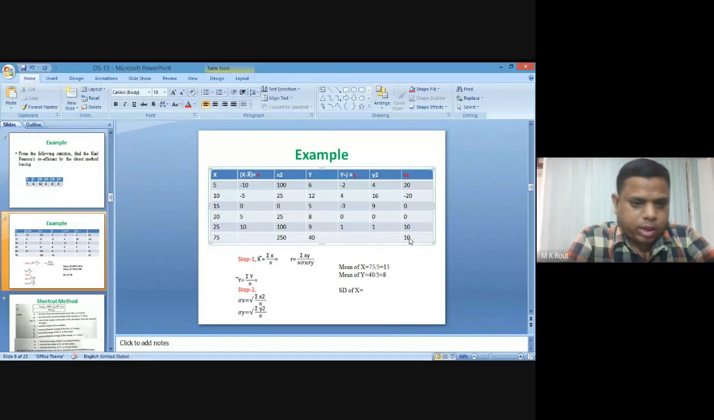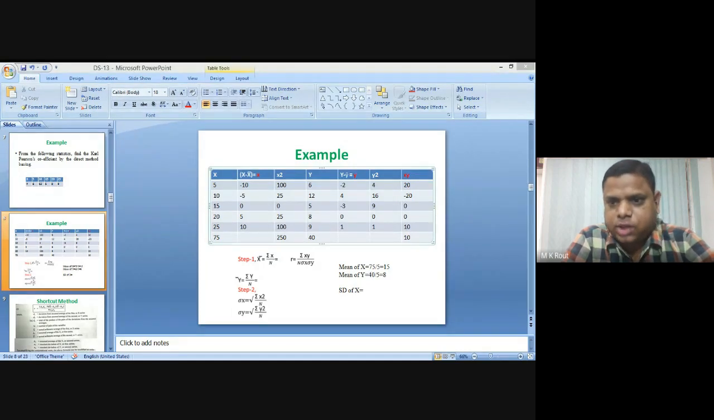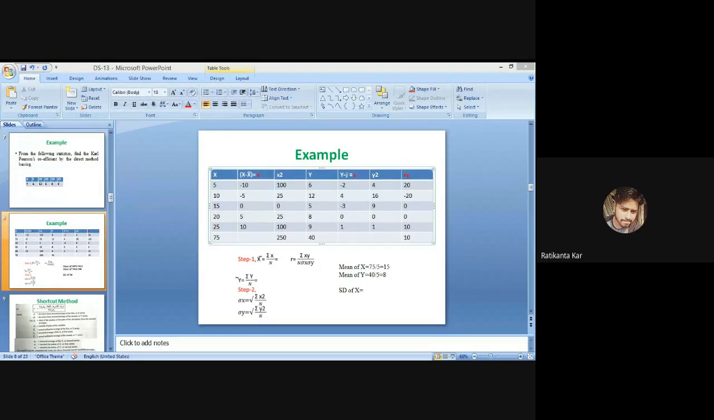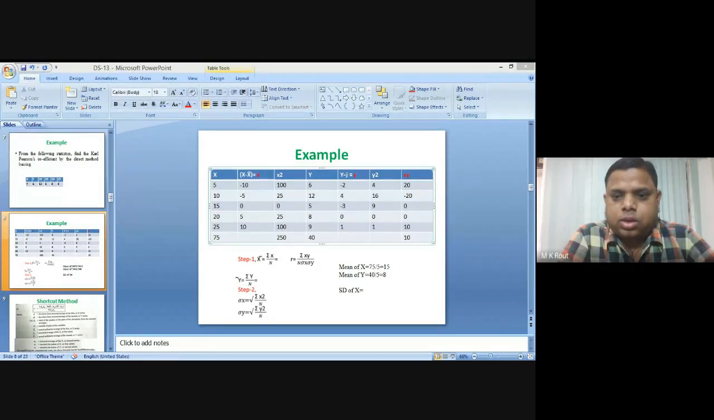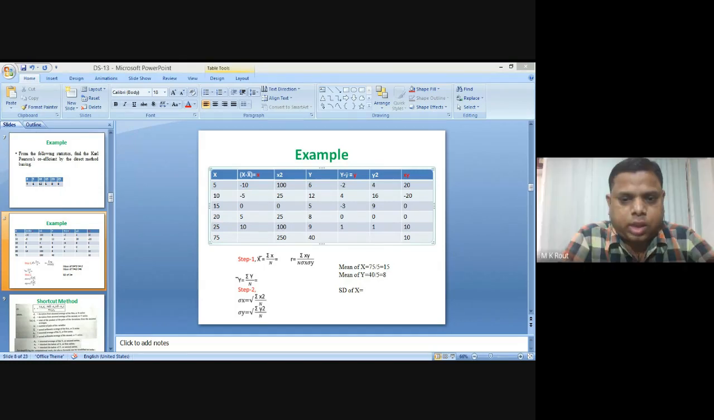Just calculate. I will call some student names, those who have already finished. Let's check who have already finished. Ratikanta Kara. No, sir, I haven't finished. I am doing it. Okay, continue. Sangram Kesari Sahu. Yes, sir. Doing, sir. You are still calculating. Okay. Pritam Yadav. Doing, sir. Okay. Robin Kumar has already got the answer.